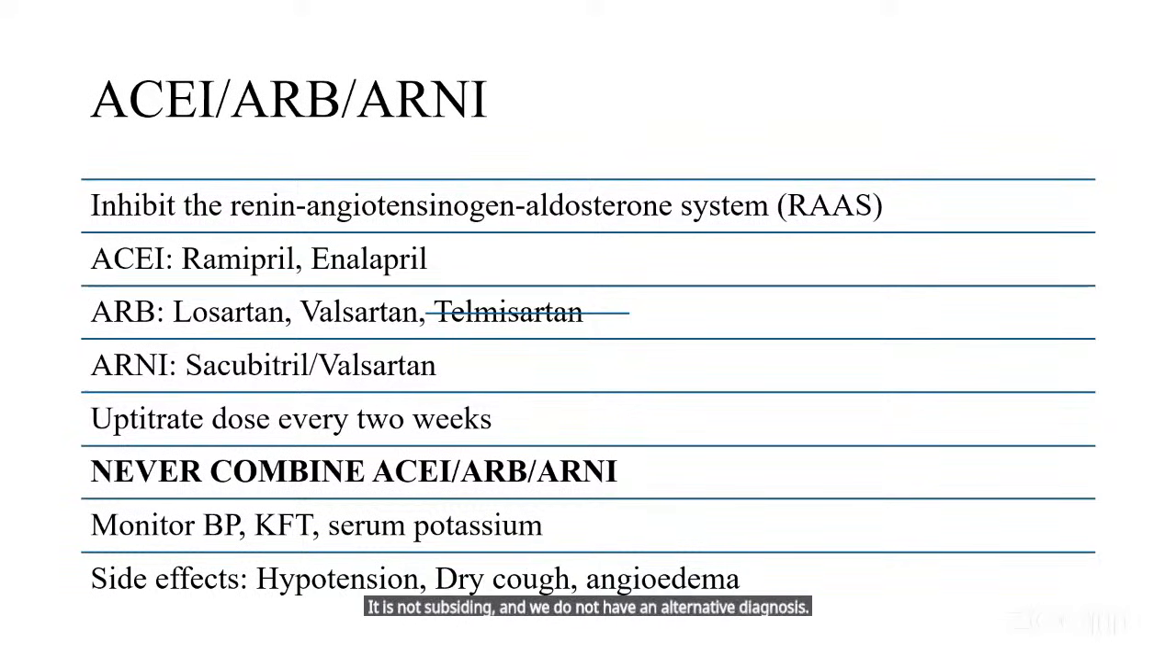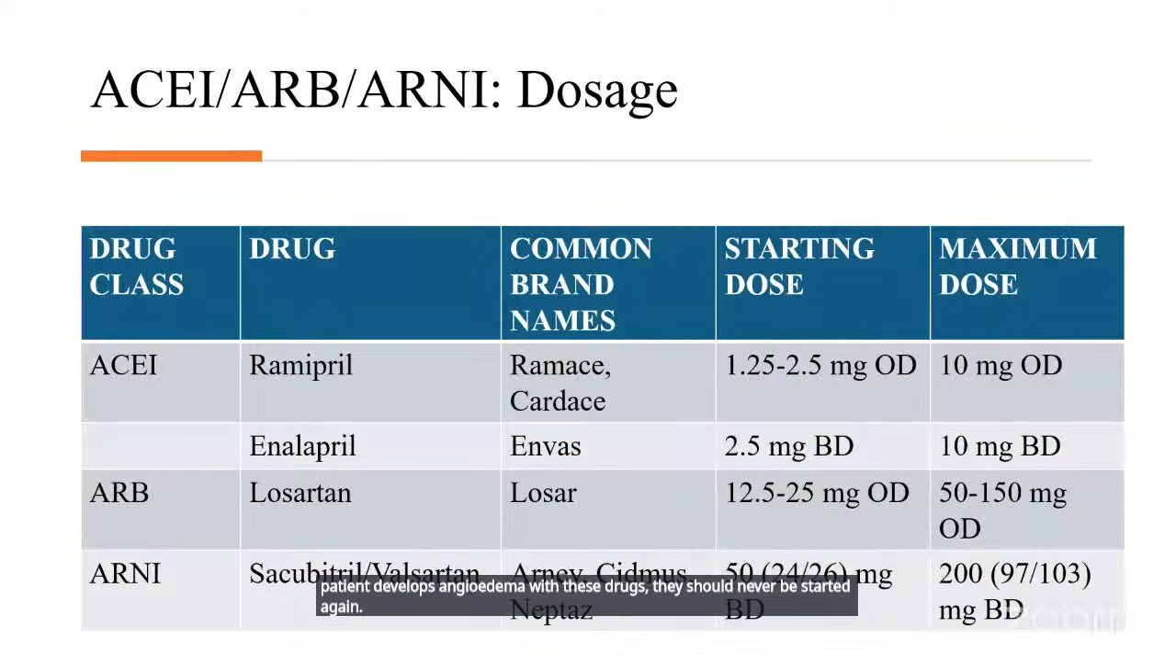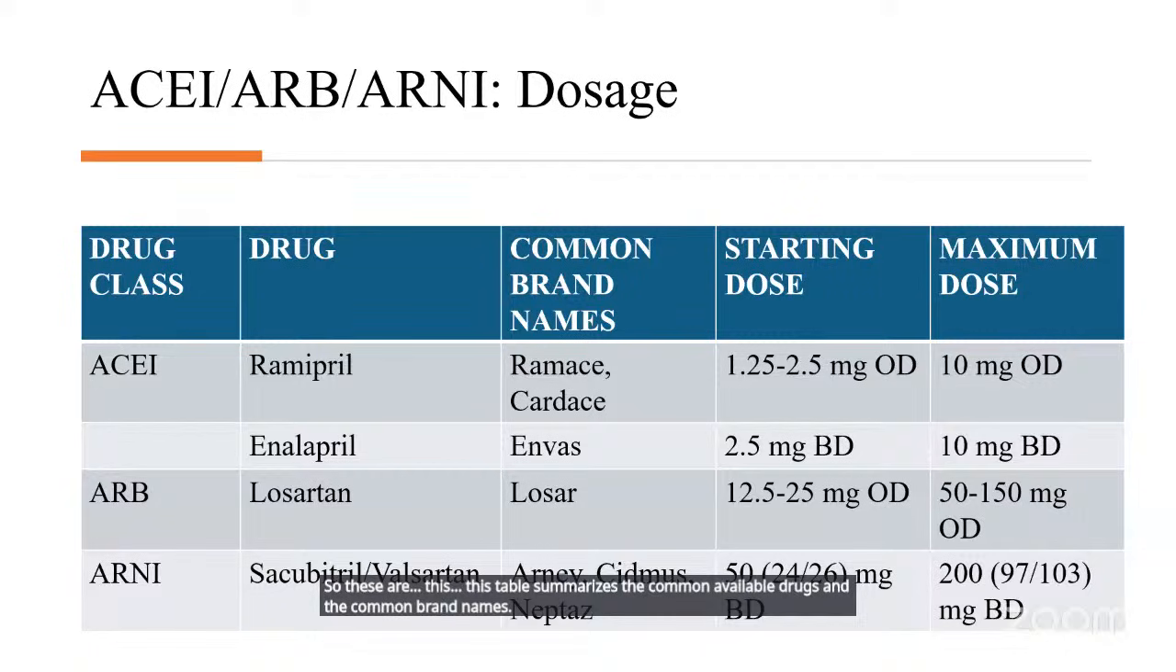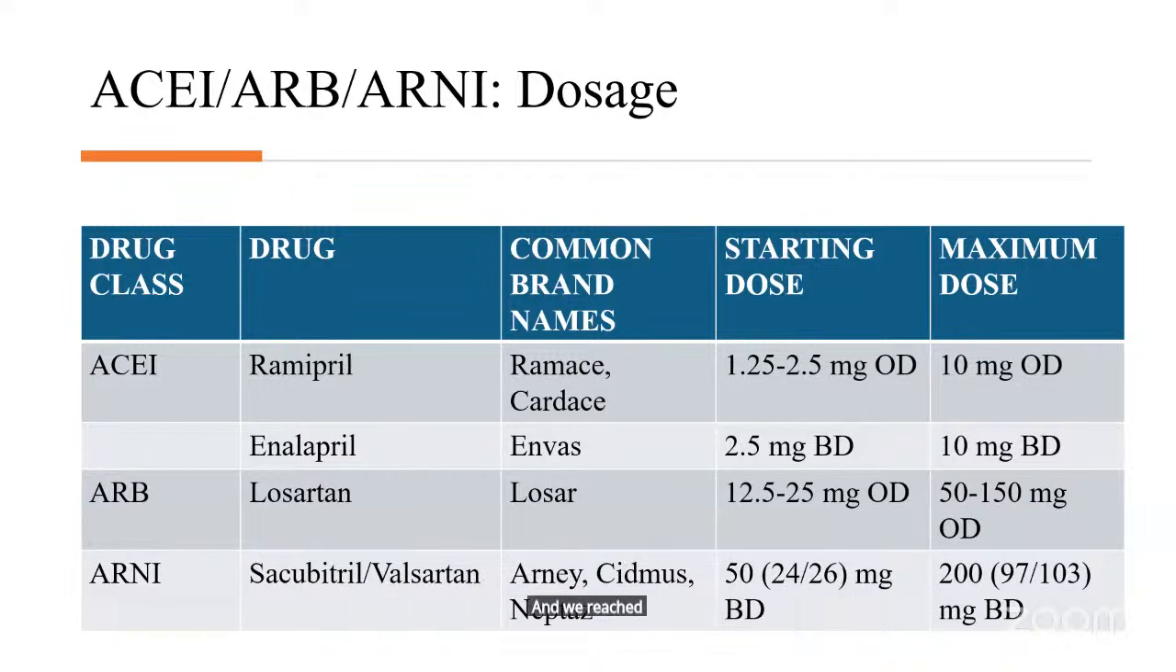So these patients can also develop life-threatening angioedema. So if the patient develops angioedema with these drugs, they should never be started again. So this table summarizes the common available drugs, the common brand names, and the starting doses and the maximum doses of these drugs. So among ACE inhibitors, we have ramipril, which is generally started at a dose of 1.25 to 2.5 milligram OD, and we slowly up-titrate these drugs every 2 weeks or so, and we reach the maximally tolerated dose of the drug.